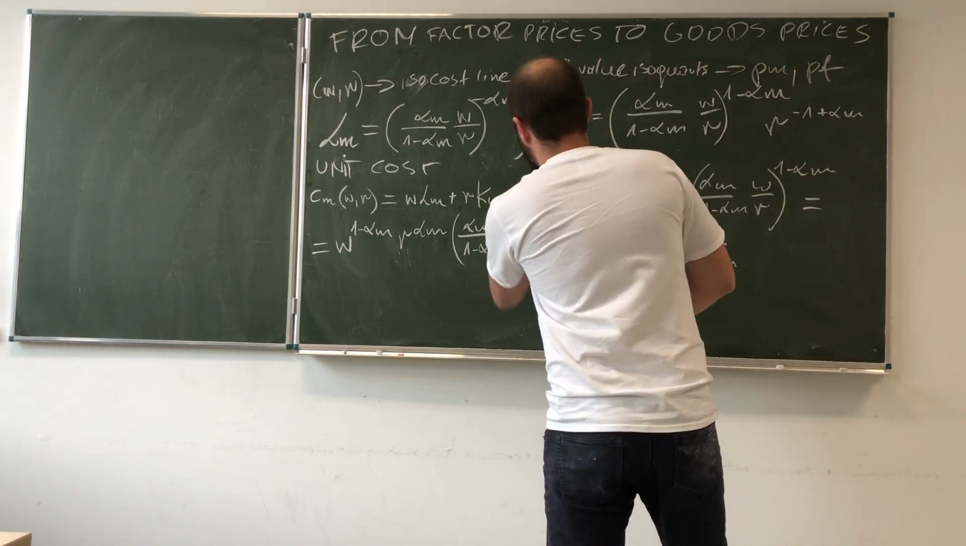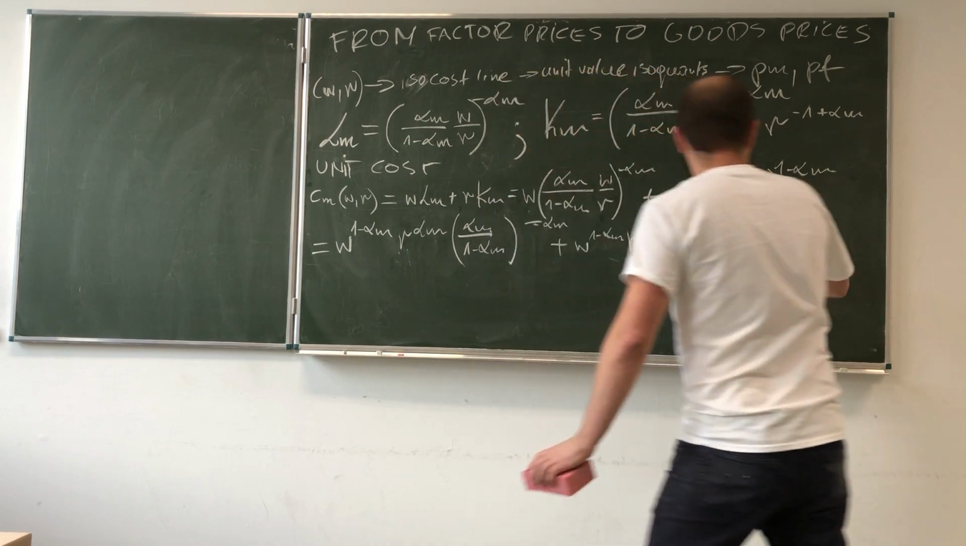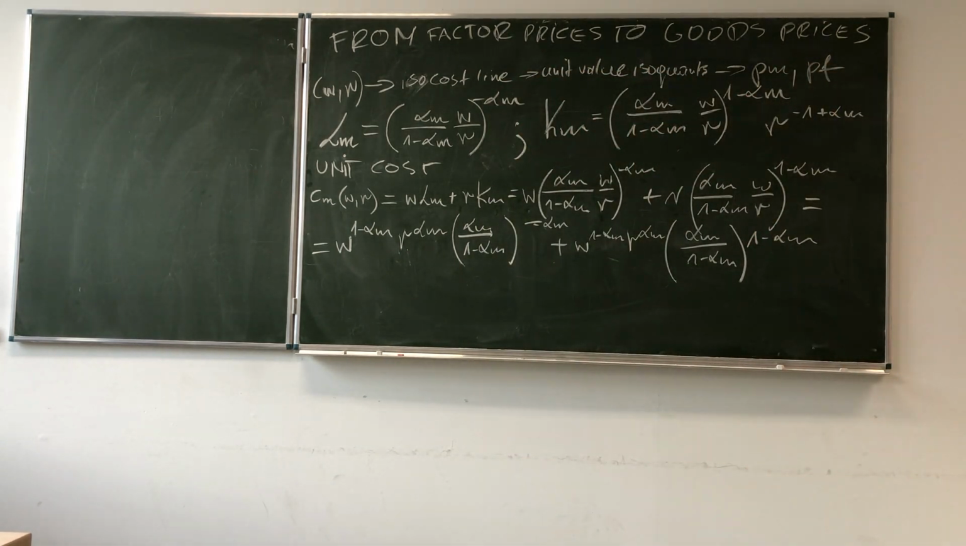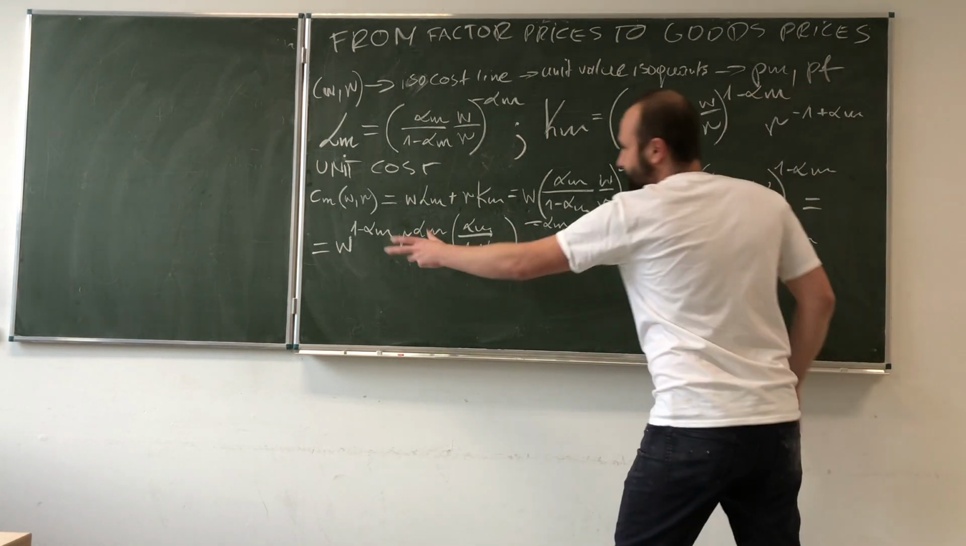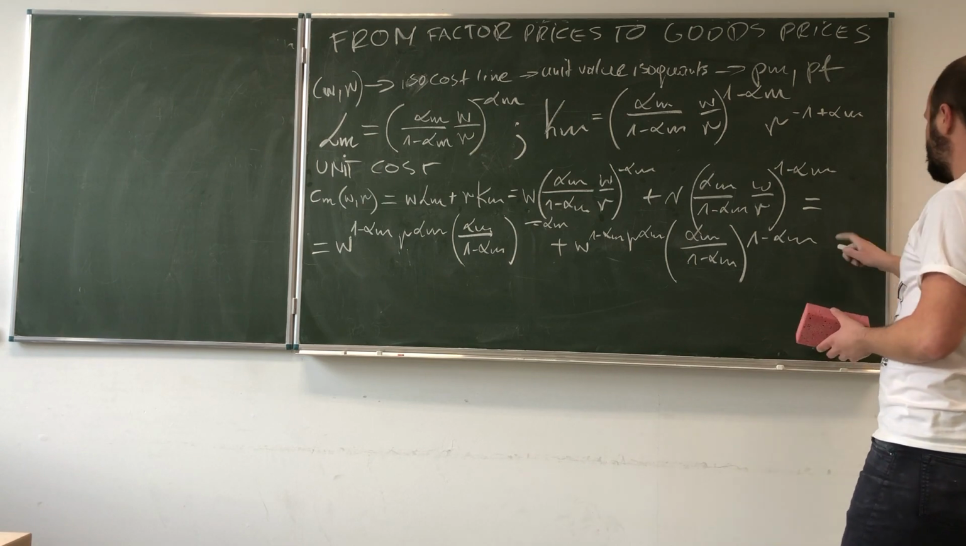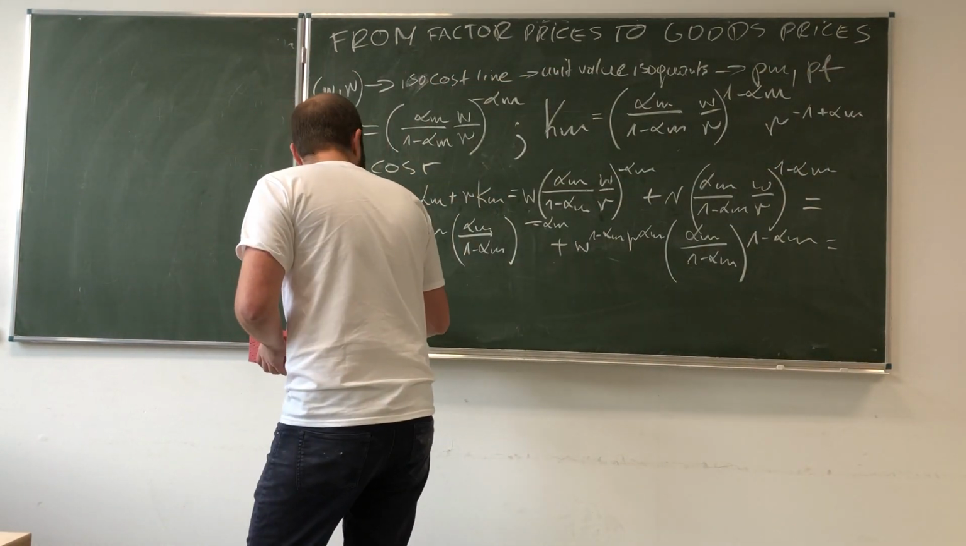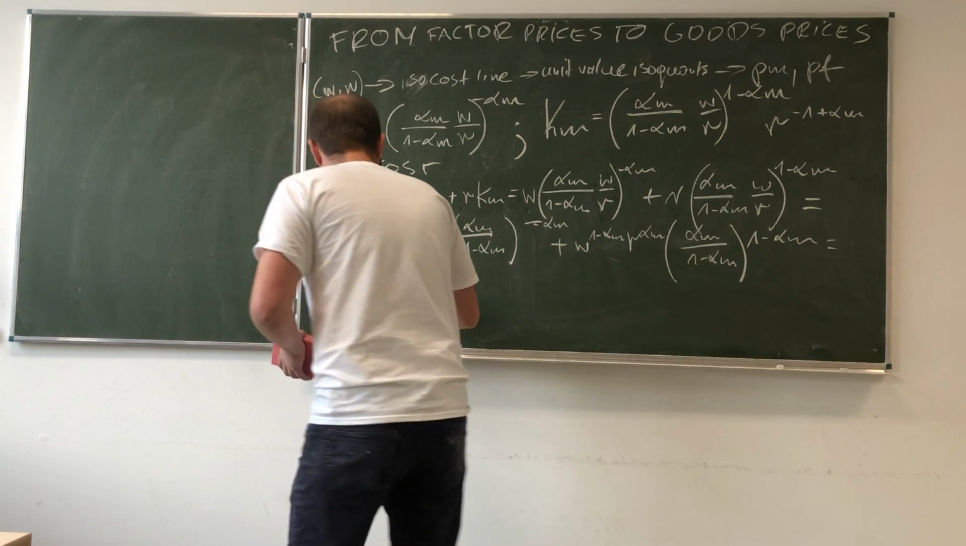Of course, without this, minus 1 minus alpha m. Okay, and now I clearly see that those two expressions are the same. So let's take them out of the parentheses. Let me change the order, because this is the order that we are going to prefer.